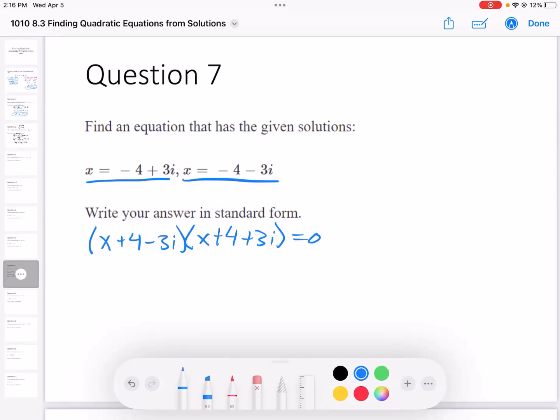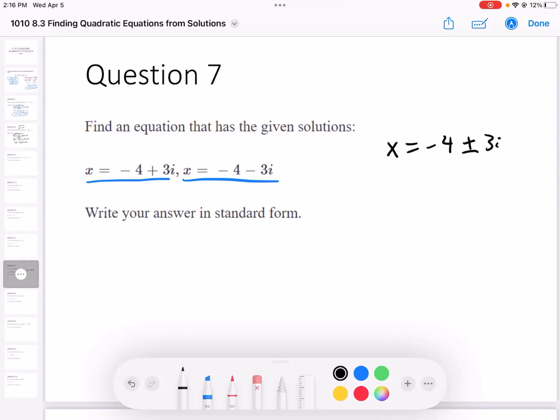The easier way that I would recommend is to essentially undo completing the square. So to undo completing the square, I'm going to first write these two solutions in a single equation. So the way you do that is you say, okay, well, x equals -4 plus or minus 3i. Because basically these two solutions are almost the same. This one's just a plus 3i and this one's a -3i. And then you basically work backwards from completing the square.